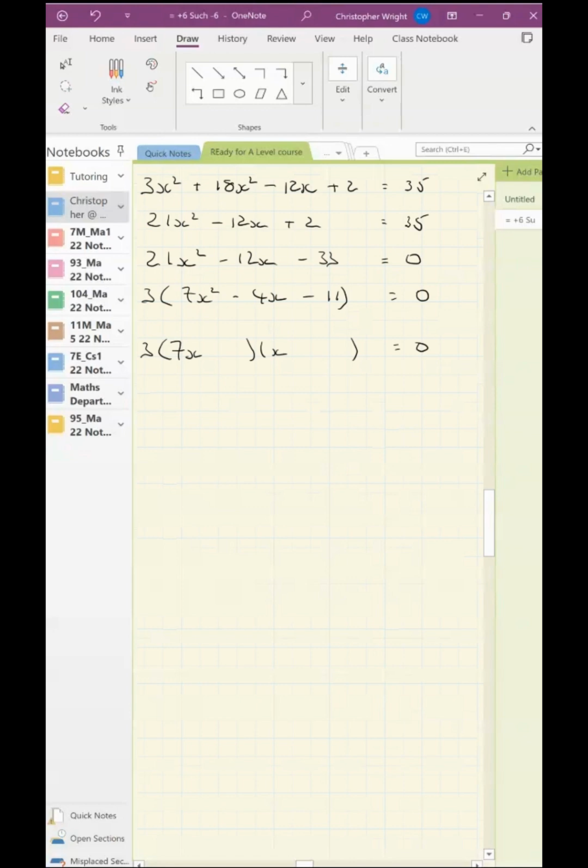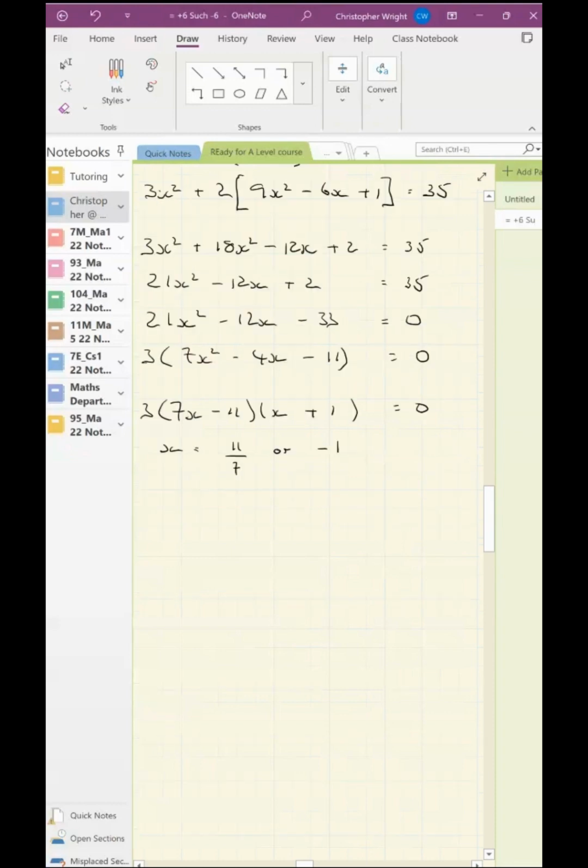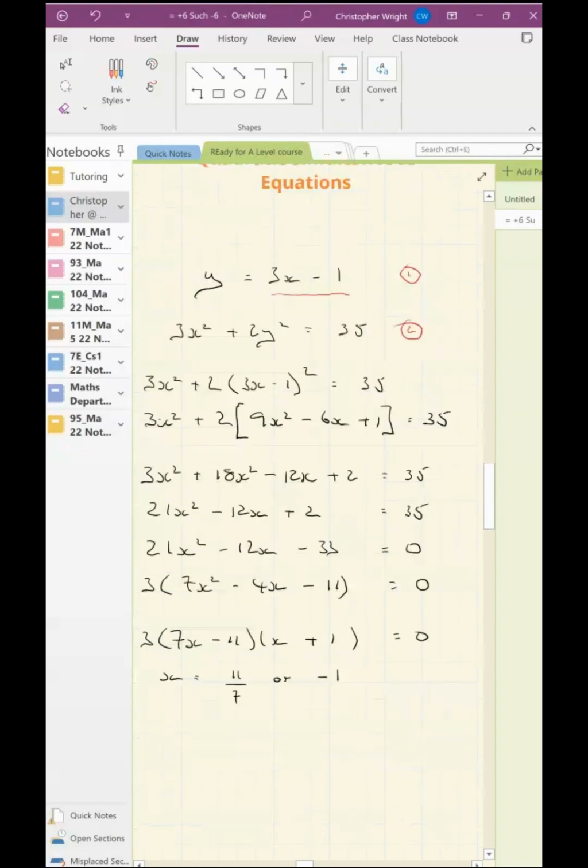Now I know one of my signs is plus and one of my signs is minus, because I end up with a minus 11. It's going to be 1 and 11, isn't it? And looking at this, I'm going to try that. That's going to give me minus 11x plus 7x is minus 4x. Good, so that works. So my solutions are that x equals 11 over 7, or x is minus 1. Incidentally, we're using skills that we're going to revise in later films in this series.